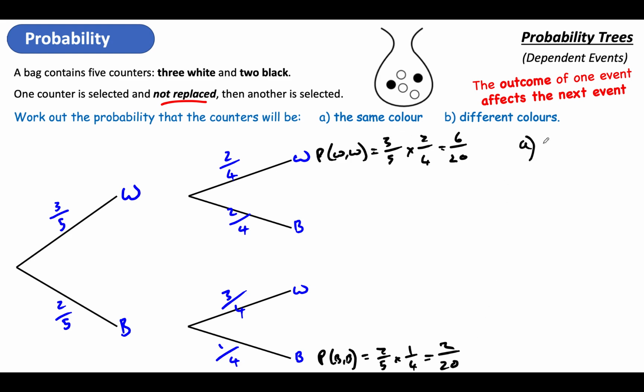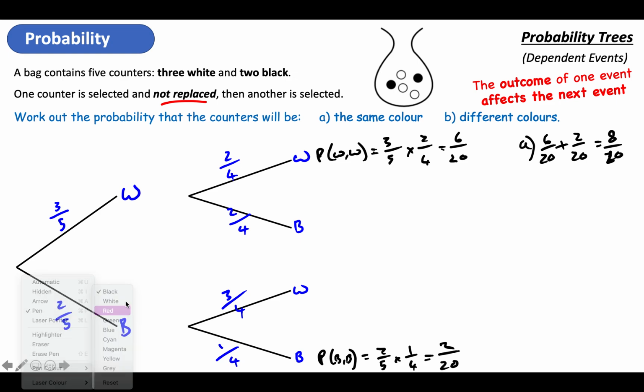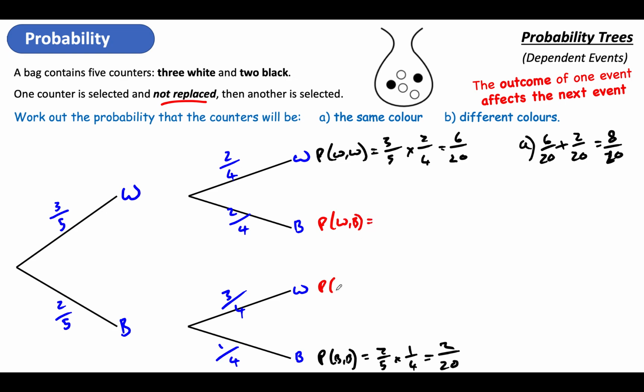Now I want one or the other. So if I'm doing the answer to question A, it could be either white, white, which is 6/20, or it could be black, black, which is 2/20. And because it's or, I add them together, 8/20, or equivalent. What about different colours then? Well, that's going to be some different options here. That could be white and then black, or possibly black and then white.